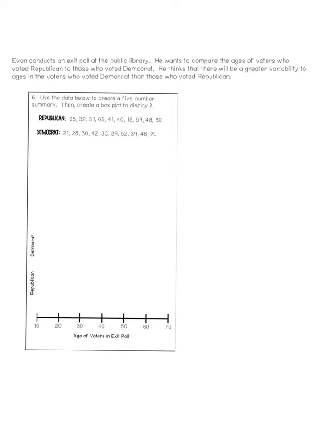All right, I want you to try this one on your own. You're going to need to arrange your numbers from least to greatest, then find the 5-number summary for Republican and Democrat, and then I want you to create the box plots here.